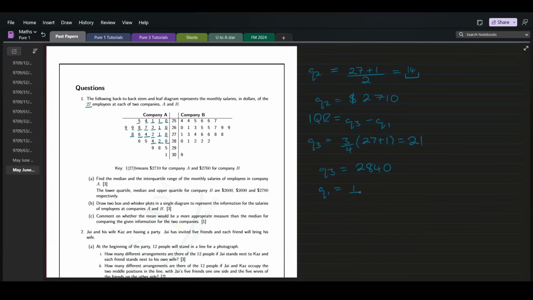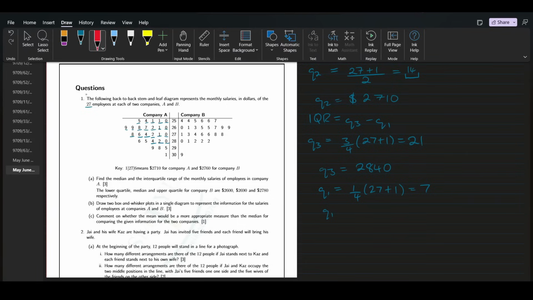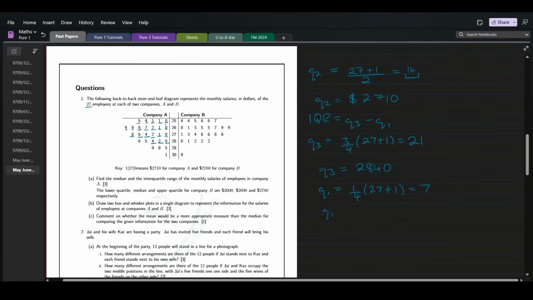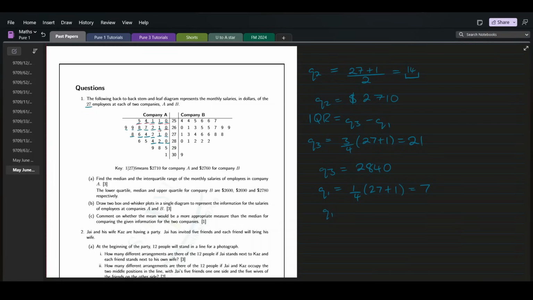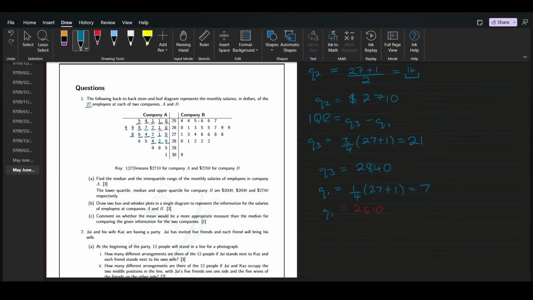Now let's find Q1. To get the position of Q1, that's 1/4 times 27 plus 1, which would give us 7. So let's just change the color and count the first 7 positions. So that's 1, 2, 3, 4, 5, 6, 7. So that's 2,610. Alright, let's go back to our blue pen.